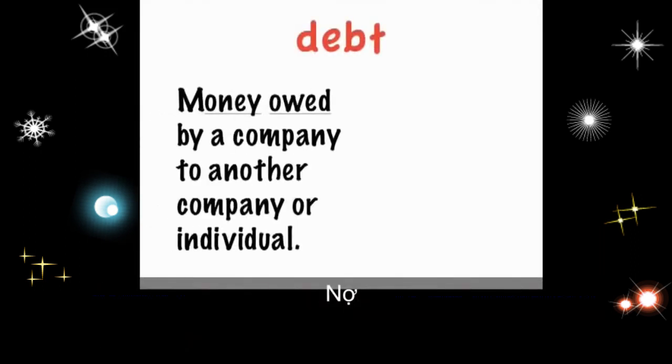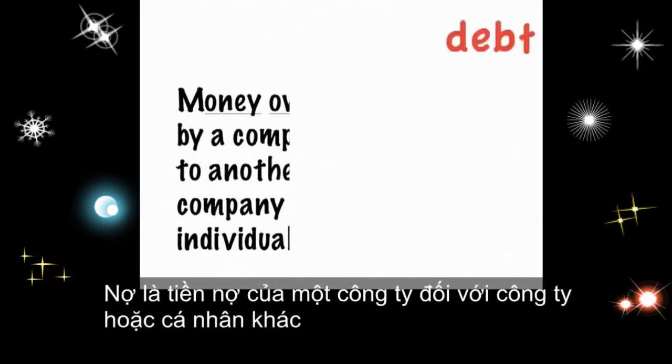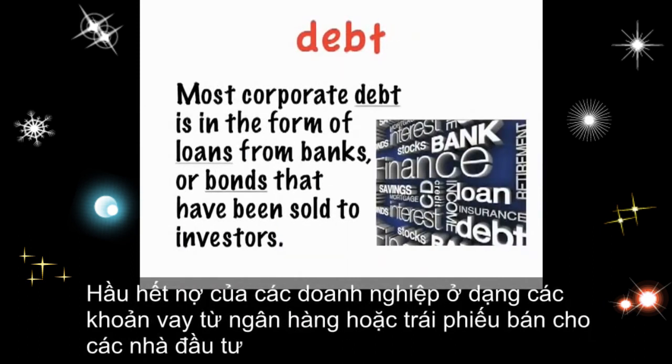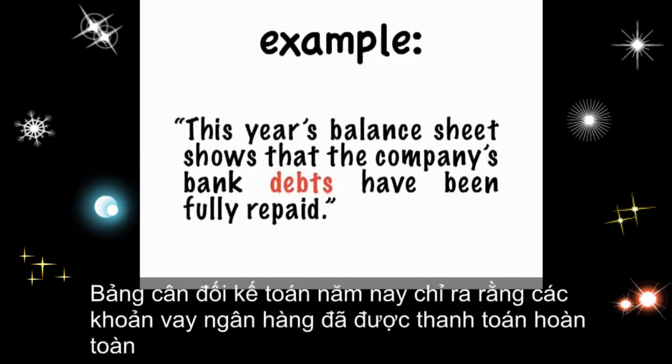Debt. Debt is money owed by a company to another company or individual. Most corporate debt is in the form of loans from banks or bonds that have been sold to investors. This year's balance sheet shows that the company's bank debts have been fully repaid.